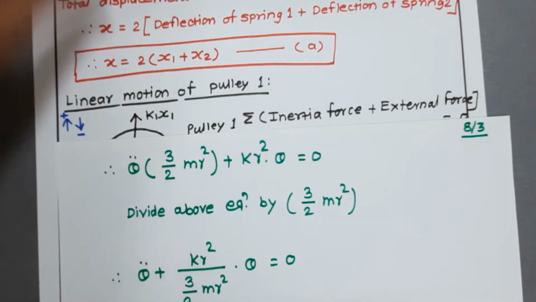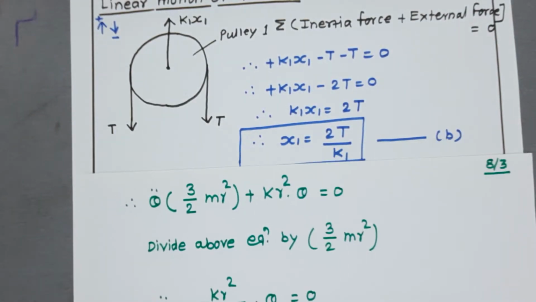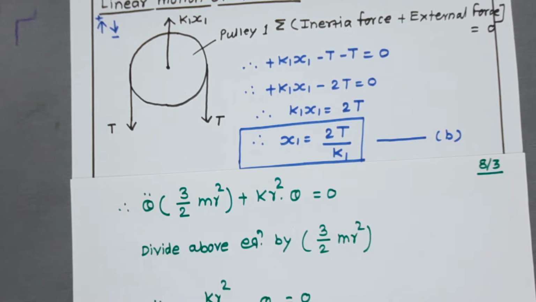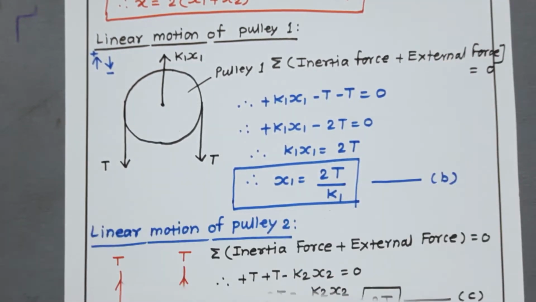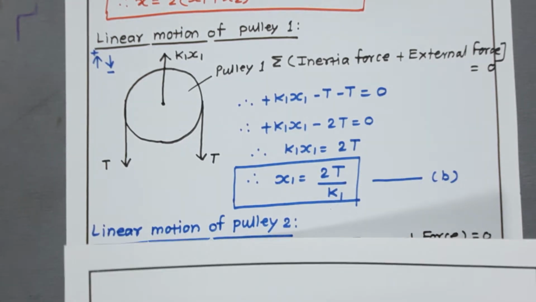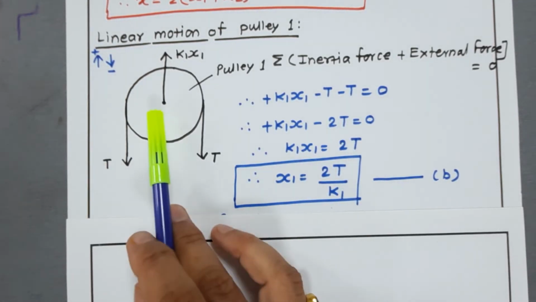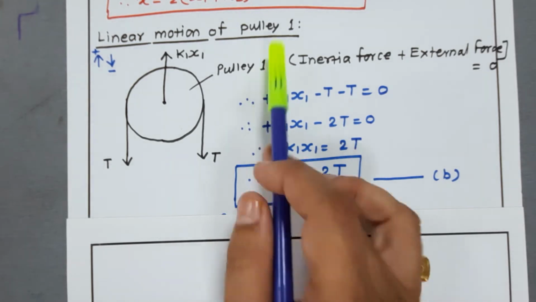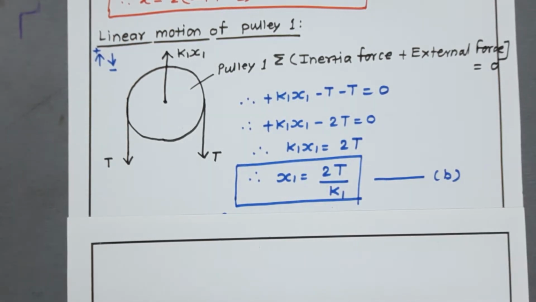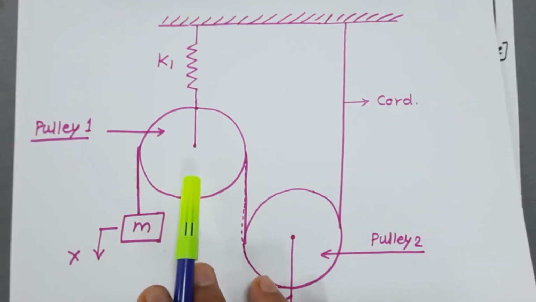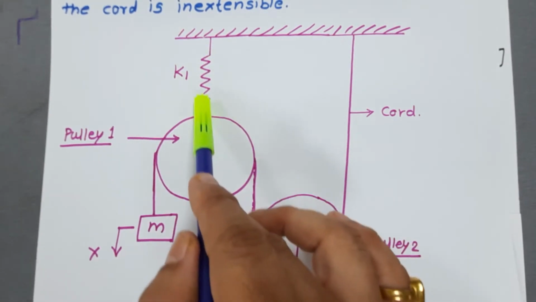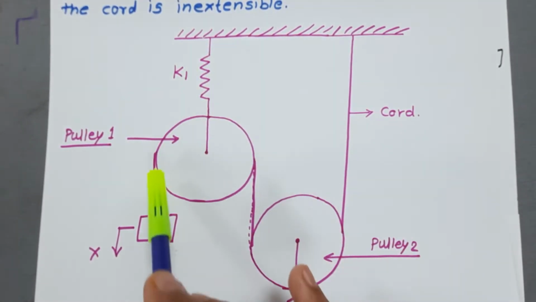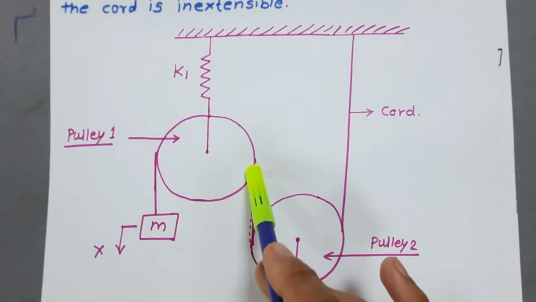Now further, we have to calculate linear motion. Now we have to focus on the linear motion of pulley 1. Dear friends, observe, this is pulley 1. In this pulley, what happens? One end is attached to the spring having stiffness K1, another end has mass M, and here the string is there.